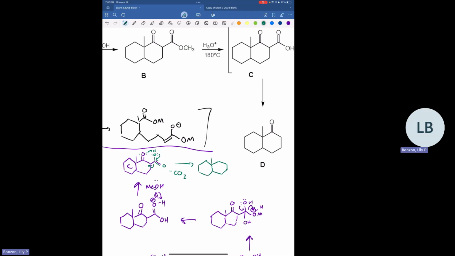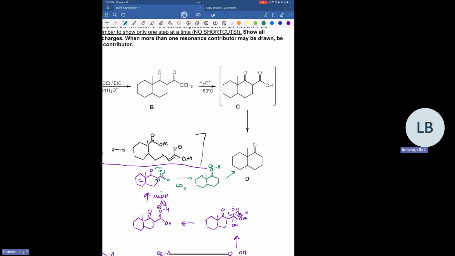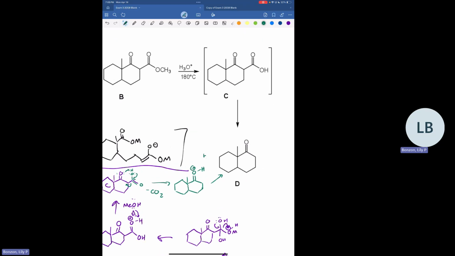We are going to have this protonated carbonyl, and now our carboxylic acid is completely gone. And then for our last step, we would just have a base come in and take that last proton to form our final product.